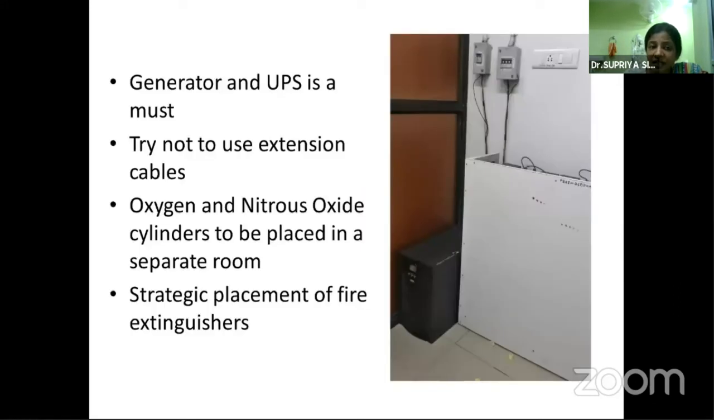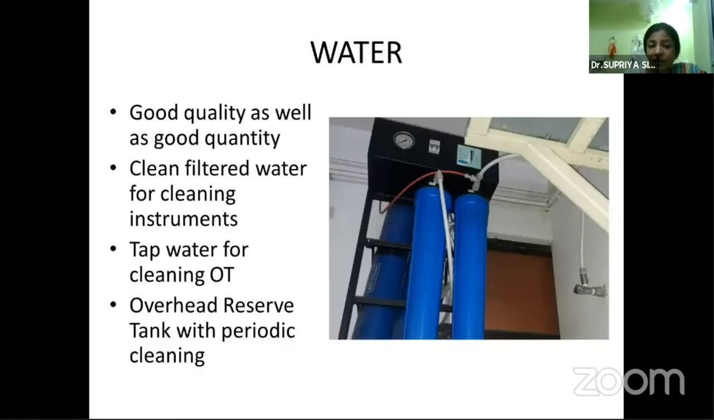Always keep a provision of a generator in case of power failure, and where power failure is a frequent phenomenon, then it is worthwhile to attach the machinery to the UPS. Always try not to use extension cables. Oxygen and nitrous oxide cylinders must be placed in a separate room with easy access, and fire extinguishers should be placed at strategic points. Clean filtered water can be used for cleaning instruments as well as for scrubbing of hands, while ordinary tap water can be used for cleaning the OR. There should be a separate overhead tank for the operation theatre which should be cleaned periodically.